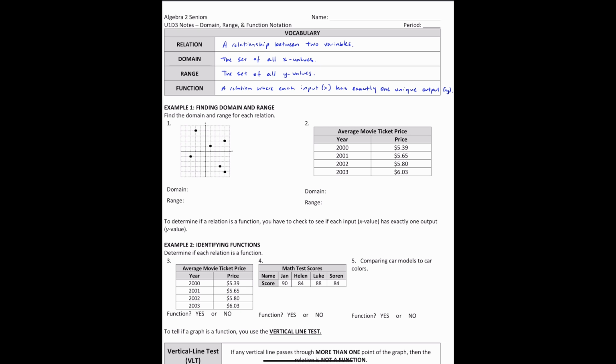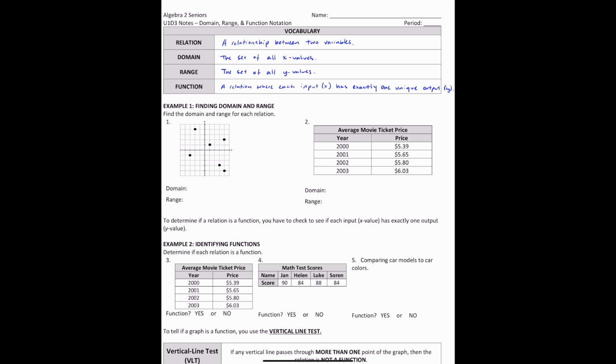Okay, so a lot of these vocabulary words are just a review of Algebra 1. The first thing I want to go ahead and talk about is a relation. A relation is basically a relationship between two variables, and sometimes we can see this relationship by looking at a graph or a table. The domain is the set of all x values.